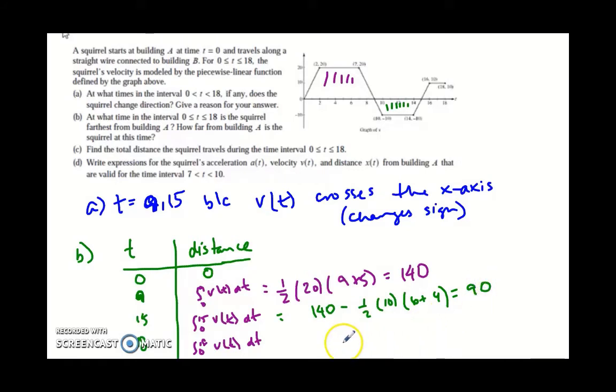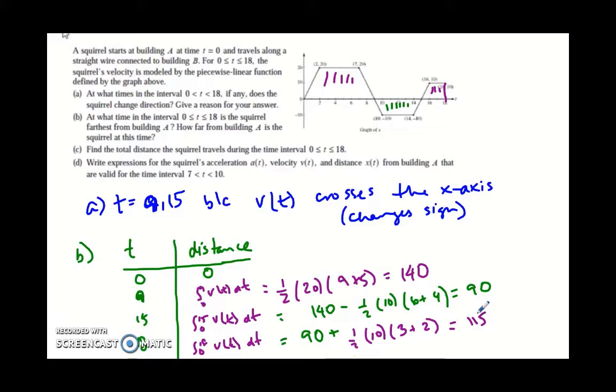So then, for the integral from 0 to 18, I take that 90 and I'm going to add to it this section right here, which is another trapezoid, that means I have 1/2 times the height, which is 10, and then base 1 goes from 15 to 18, which is 3, and then base 2 goes from 16 to 18, which is 2. So I have 90 plus 5 times 5, or 115.